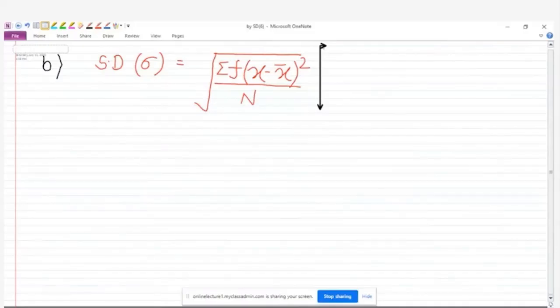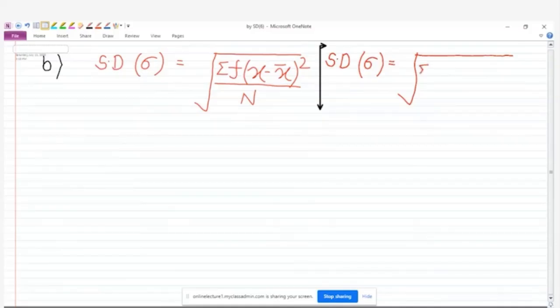Or alternatively, there comes one more formula, that is standard deviation sigma is equal to the whole root of summation of f x square upon N, minus x bar the whole square. Both the formulas are exactly one and the same.